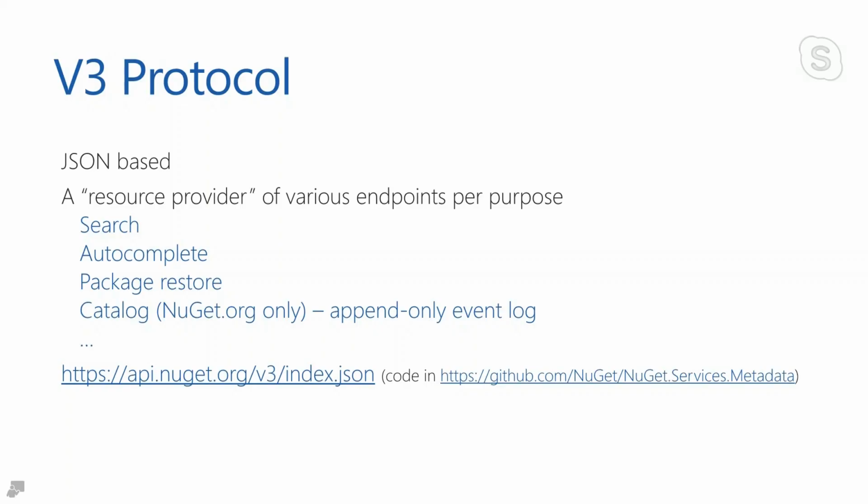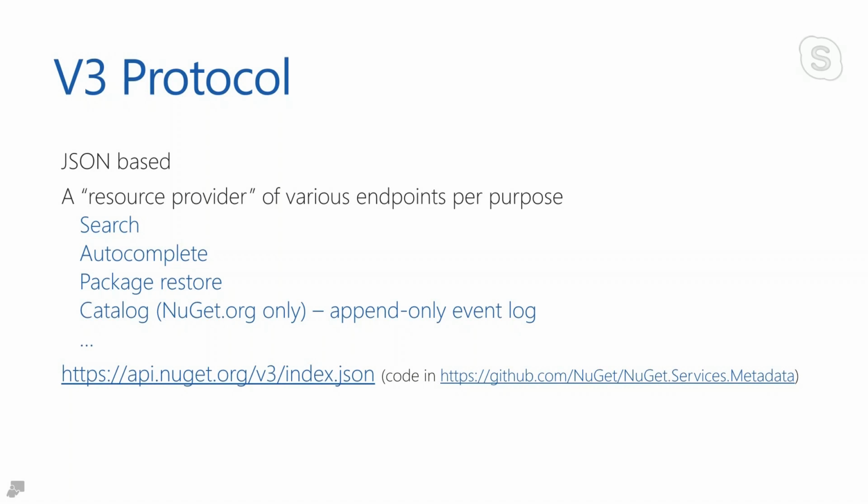The server-side API, we've already seen that OData protocol, but there's also the new v3 protocol. And that v3 protocol is JSON-based, no longer that OData, no more XML. And it's really an entry point into different resources in NuGet. So if you go to api.nuget.org/v3/index.json, you will find a list of resources that provide endpoints for various purposes of NuGet.